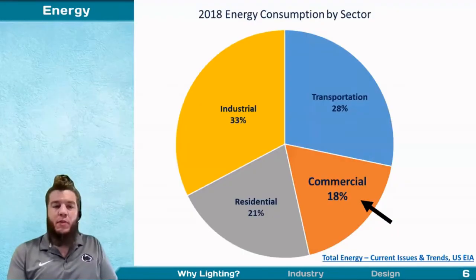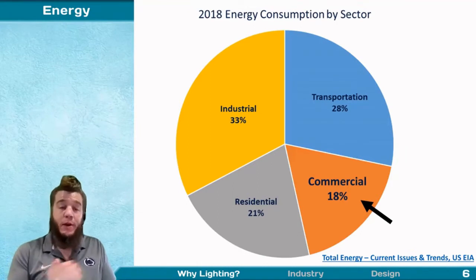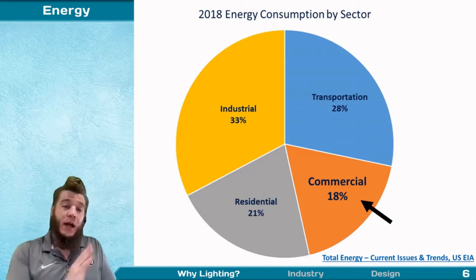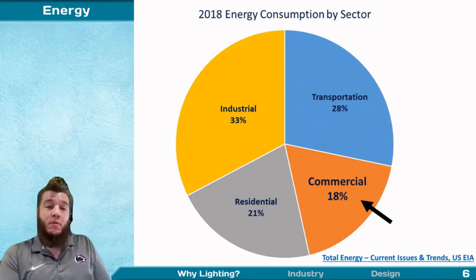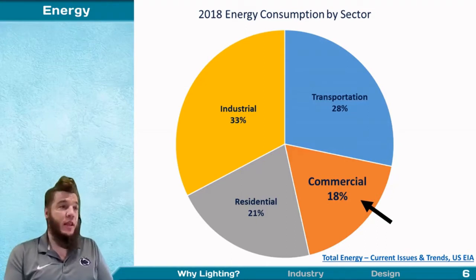But probably the more salient part of this from an engineering perspective is simply energy. Energy is a big part of lighting design. And you can see there's our slice of the pie over there in the bottom right. The commercial sector uses 18% of all the energy produced in the United States. And a big chunk of that is lighting.